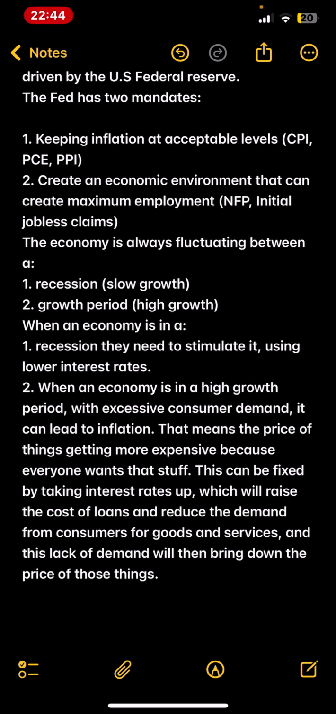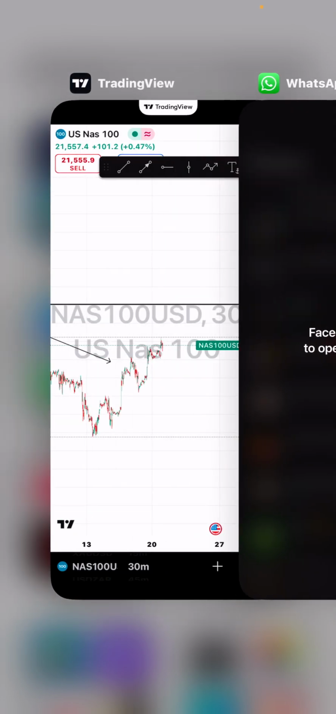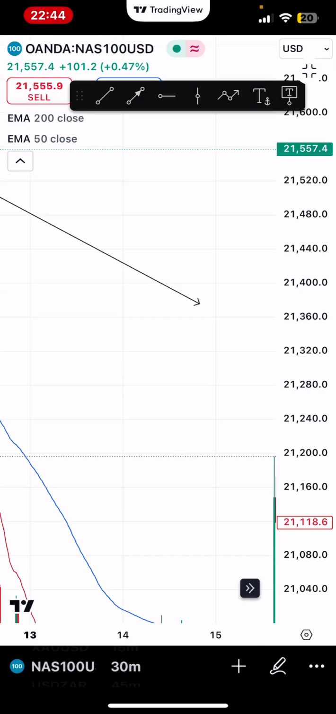So guys, I know this is too much English. That is why this trading firm exists, because we make things practical. So without wasting time, let's jump to the charts.